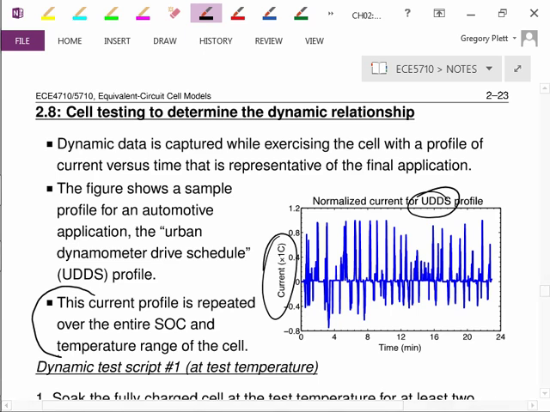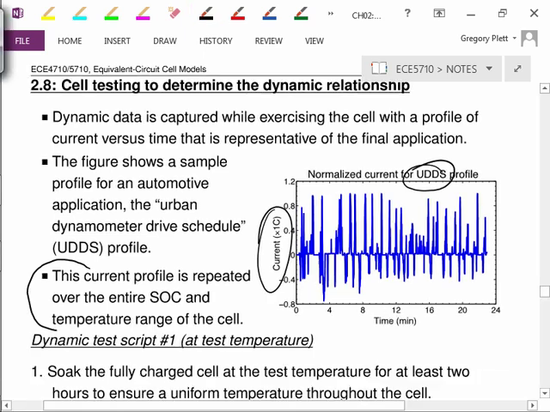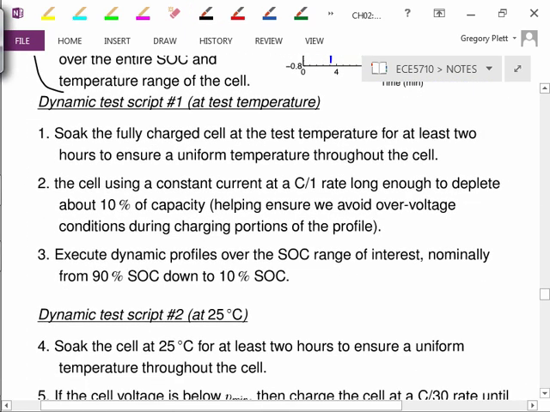If I want to model an area of performance, I need data from that area of performance, or else I am extrapolating, and that's not a very reliable thing to do. So as before, we have different test scripts, and these are done at the different temperatures in order to calibrate our results. The first test script begins with a fully charged cell, so that's the assumption. I start at 100% state of charge. And then in step 1, I soak my cell under test at the test temperature for at least 2 hours to give me a uniform temperature.